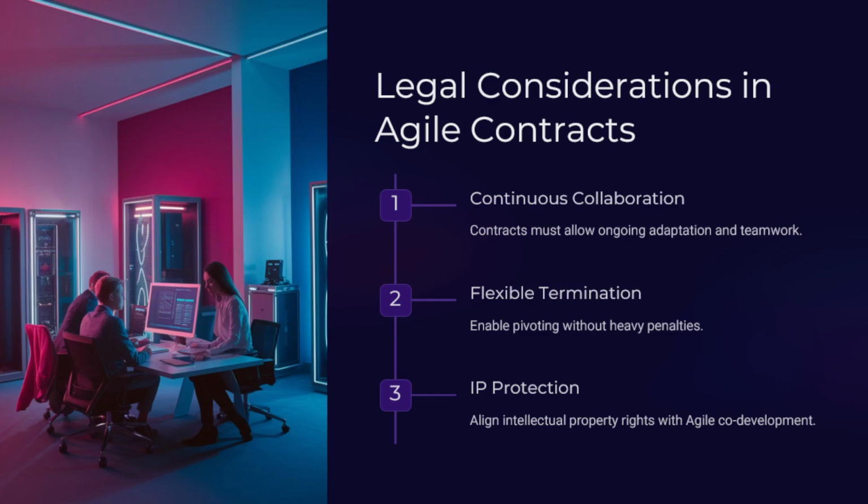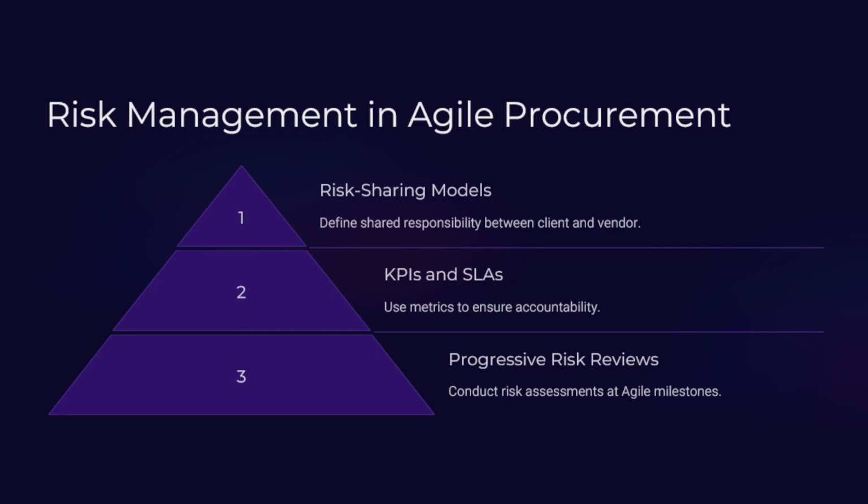So again, these are some of the legal considerations that you might look at when implementing agile contracts, such as continuous collaboration and adaptation, and termination clauses, which should enable pivoting without heavy penalties, and ensuring the intellectual property or IP protection aligns with agile code development processes.